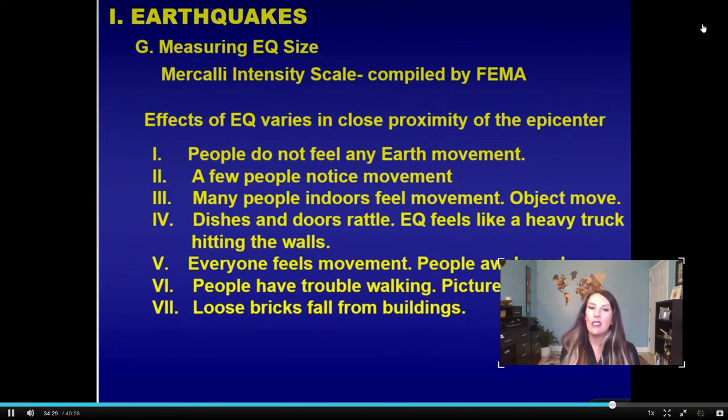What the Mercalli intensity scale does is it monitors the effects of the earthquake as it varies in proximity to the epicenter. When I went to the USGS website to report the earthquake in Costa Rica, these are the questions they were asking me to comment on. So this correlates from low energy to high energy. Roman numeral 1, people do not feel any earth movement. There might have been an event that the seismograph picked up, but it's not felt.